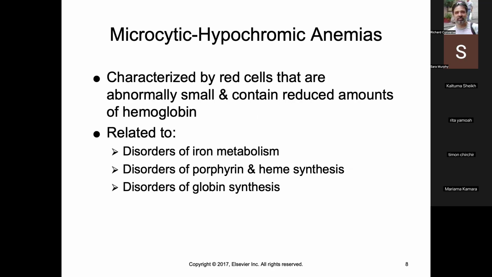Microcytic hypochromic anemias, red cells that are abnormally small and have reduced amounts of hemoglobin, can be related to disorders of iron metabolism, disorders of porphyrin and heme synthesis. Porphyrin is like the starting point for producing heme. And of course, the heme is what binds to the iron, which binds to the oxygen. And that whole cofactor and coenzyme is held in the cleft of the globin chains, the beta and the alpha globin chains. It can also be disorders of globin synthesis.